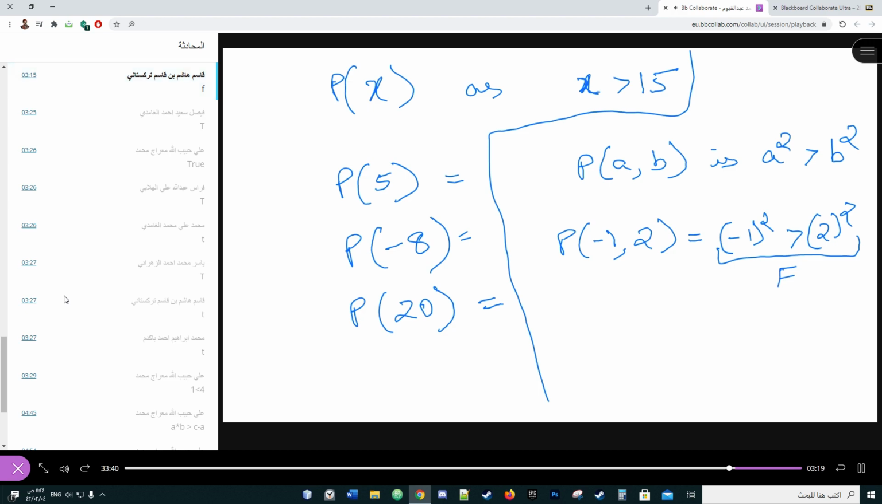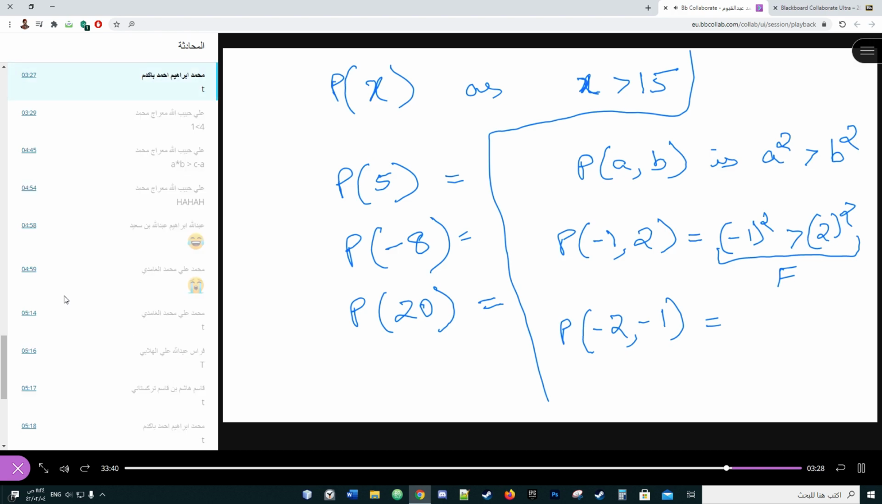What about this one? True, very good, because minus 2 squared is greater than minus 1 squared, which is 4. So that's it. You've understood maybe 10, 15 slides. Now, if you can look at the slides, we are on slide 6, slide 7. So this P is called a propositional function.